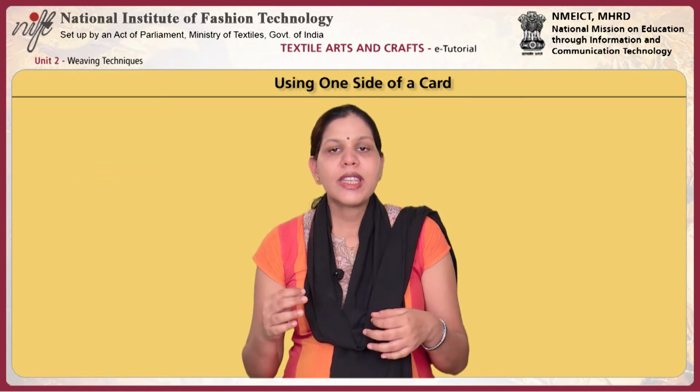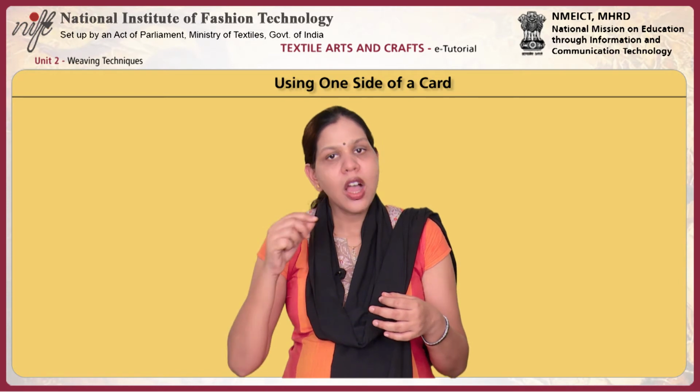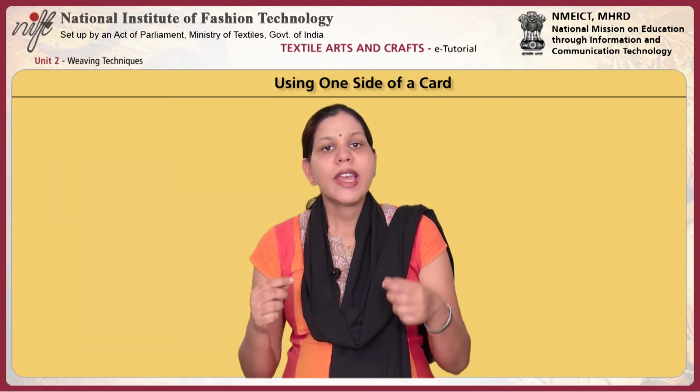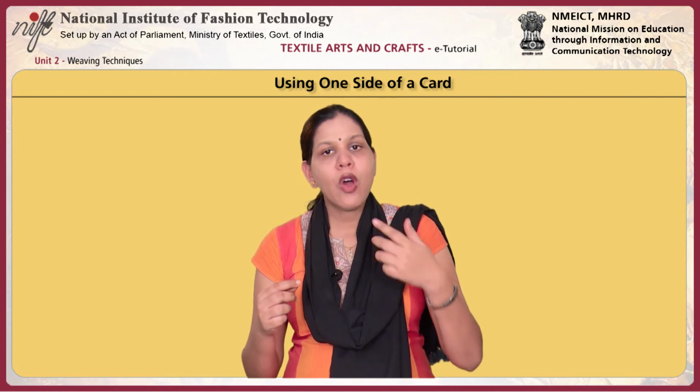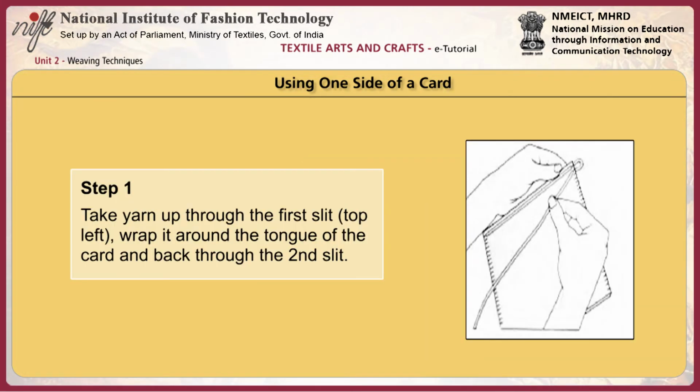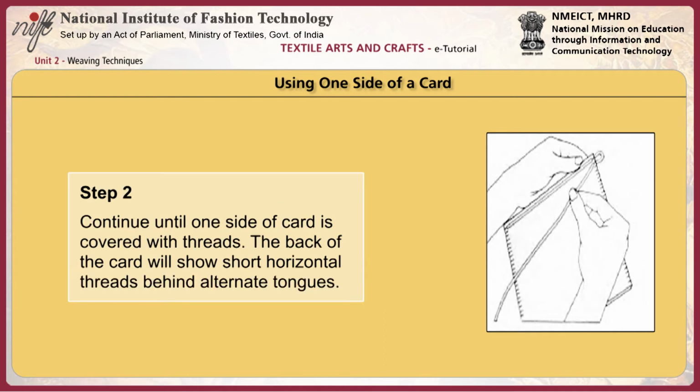The warp threads can also be wrapped around the tongues formed by the slits instead of around the back of the card. To do this, follow the steps. Take the yarn up through the first slit, wrap it around the tongue of the card and back through the second slit. Continue until one side of the card is covered with threads. The back of the card will show short horizontal threads behind alternate tongues.